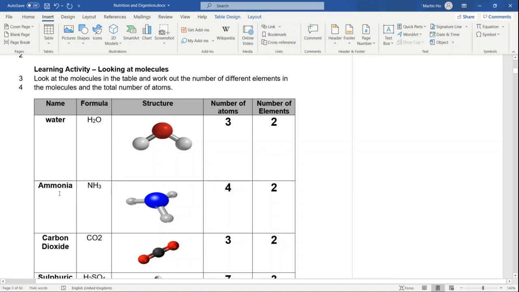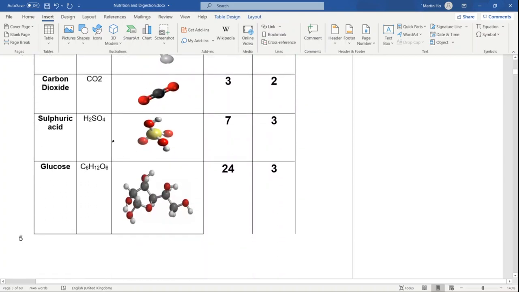H, O, we have 2 elements total. Second example, ammonia, NH3, 1 N plus 3 H's equals 4. 1 capitalized N, 1 capitalized H, we have 2 elements. Carbon dioxide, CO2, 1 C, 2 O's, 3 atoms total, capital C, capital O, therefore 2 elements.